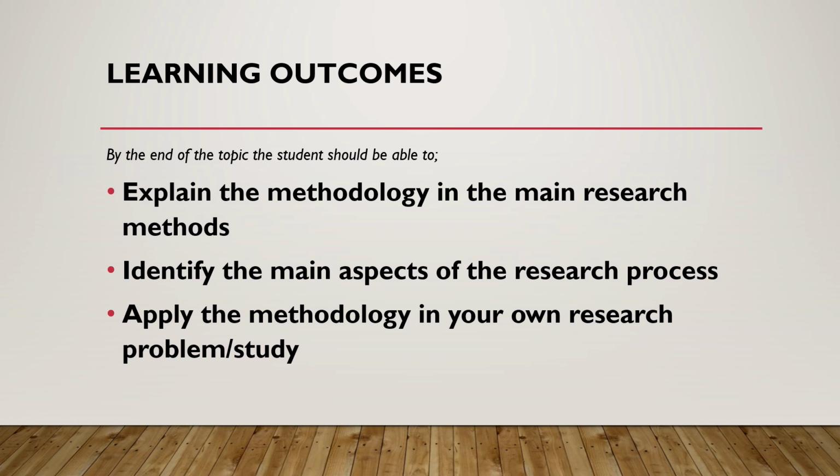Second objective is learning outcomes. We have three learning outcomes. Number one is explain the methodology in the main research method. Number two, identify the main aspects of the research process. Number three, apply the methodology in your own research. So this third expectation or learning outcome is very important and very practical, because you need to use the skills that you learn from this topic in your own research.